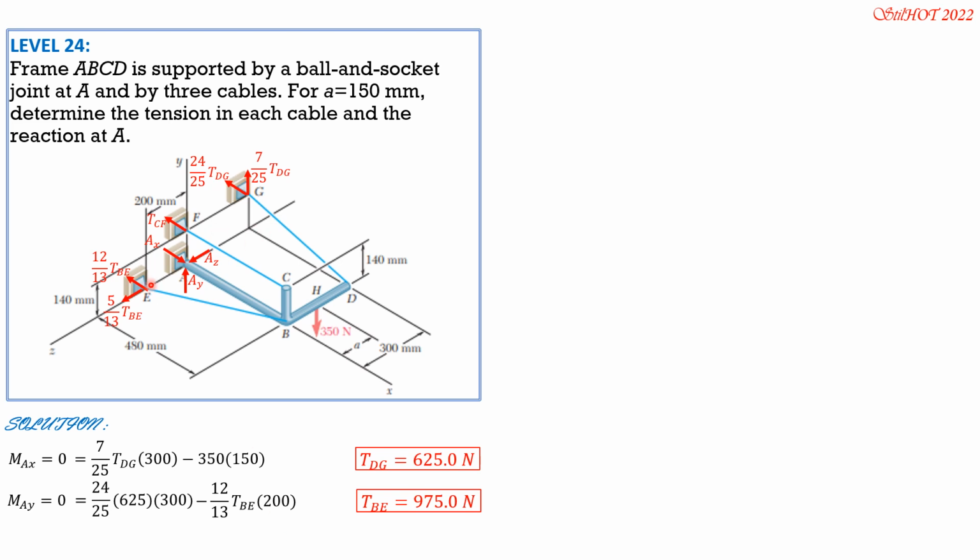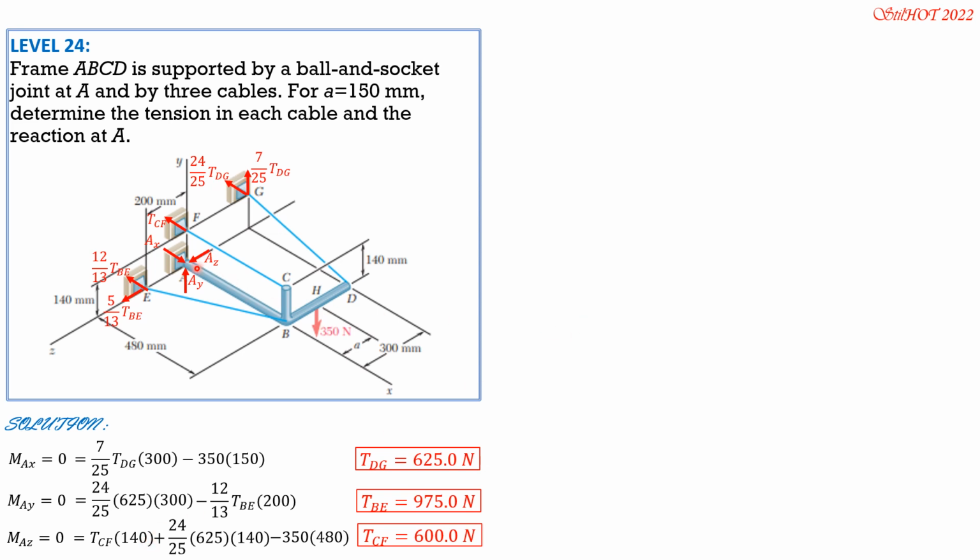And finally, summation moment about AZ equals 0. So these are not involved. We can solve tension CF. Tension CF times 140 plus 24 over 25 of tension DG, which is 625 times 140, then minus 350 times 480. So we can now solve tension CF. Tension CF is 600 newtons.